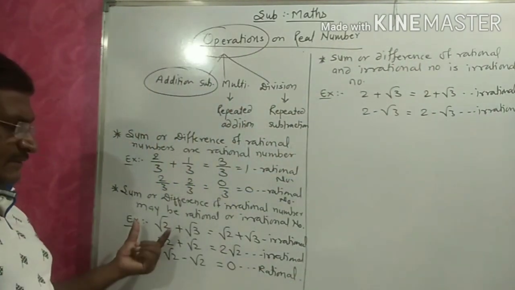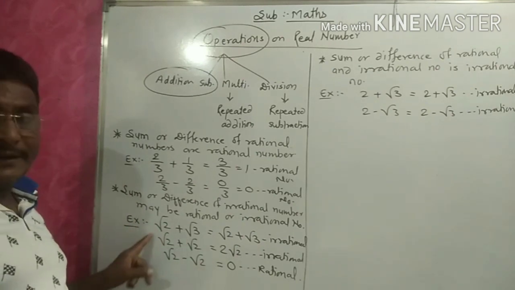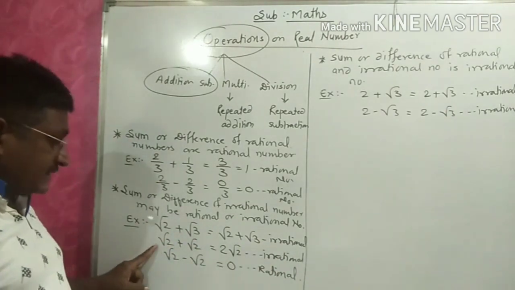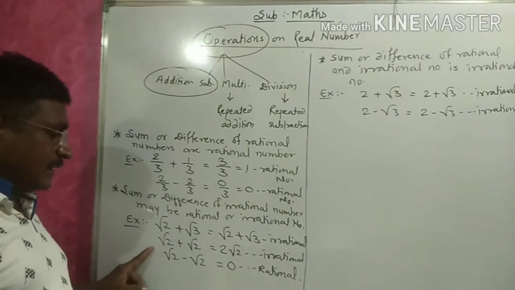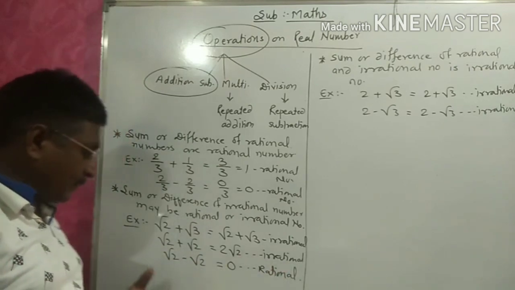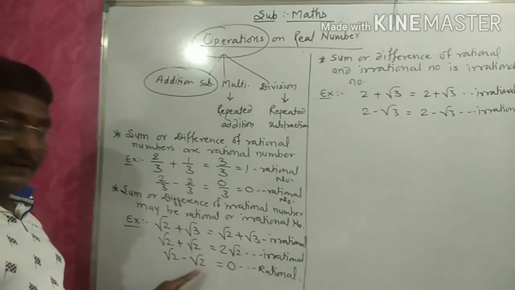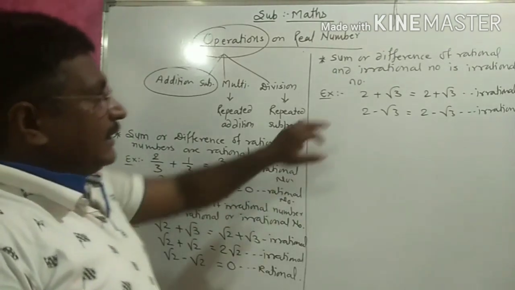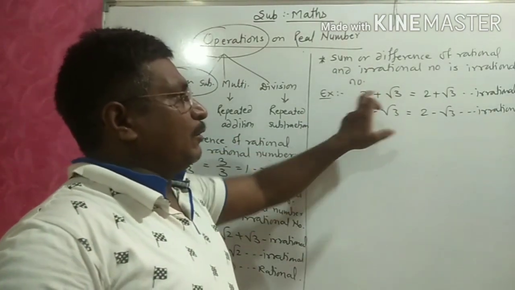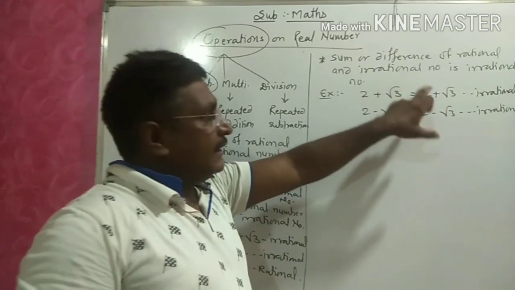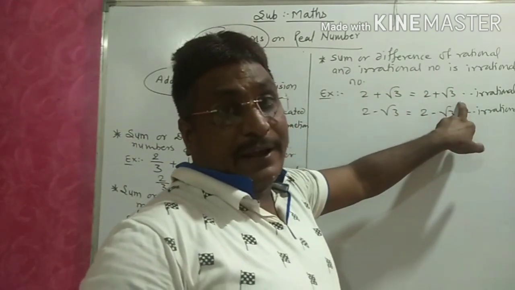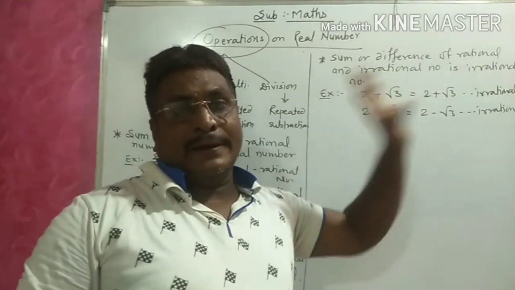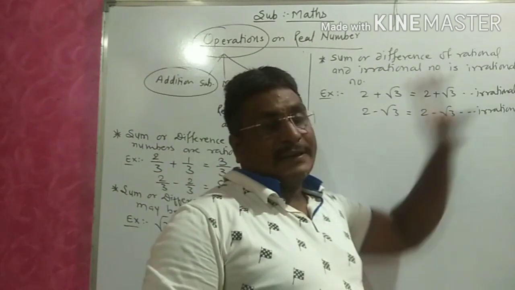Understood, students? See here. Different irrational numbers, their sum is an irrational number. The sum of the same irrational number is also an irrational number. The difference of the same irrational number is 0, which is rational. So here, the sum of a rational and an irrational number is an irrational number. We cannot add them, so 2 minus root 3 is an irrational number.